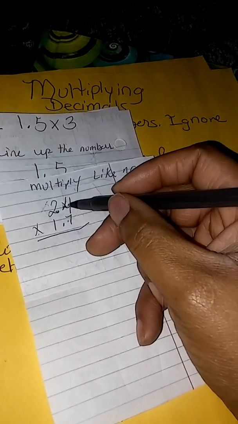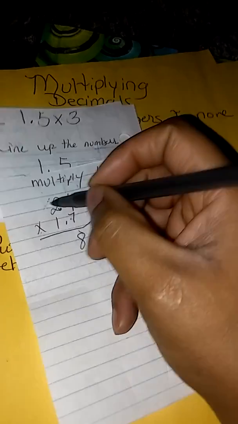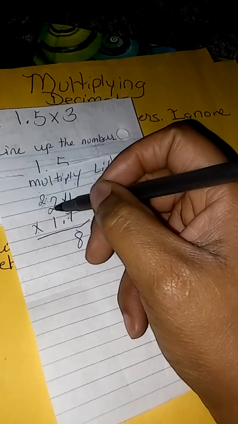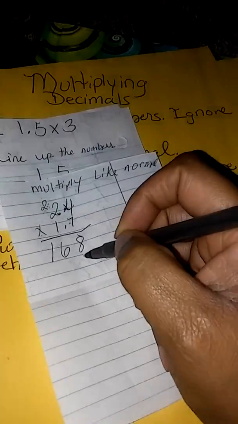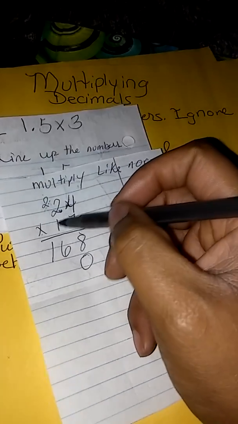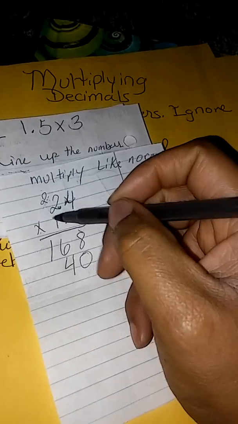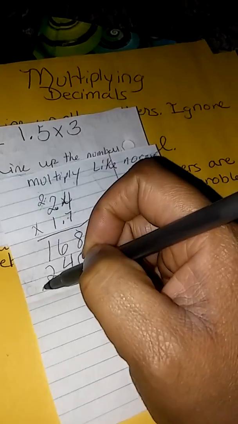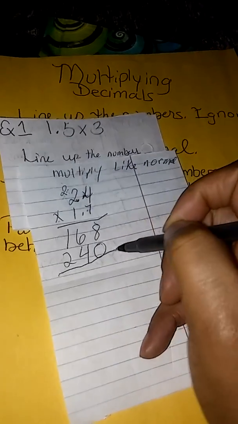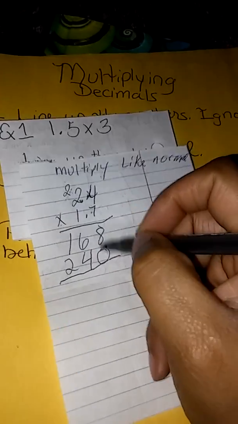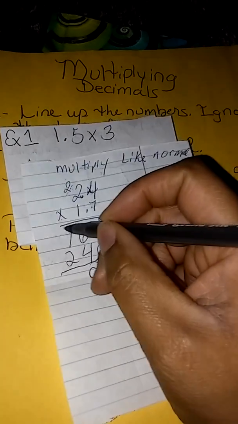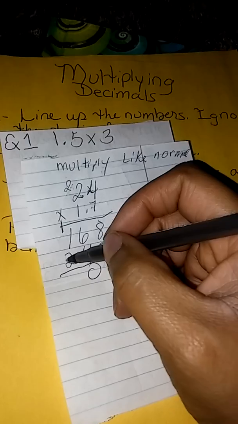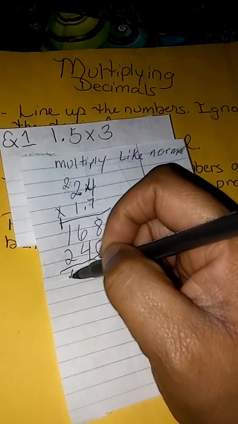together. 7 times 4 is 28. Put down the 8, regroup to 2. 7 times 2 is 14, plus 2 is 16. Put that 0 there. 1 times 4 is 4, and 1 times 2 is 2. Last step, add the two products together. 8 plus 0 is 8. 6 plus 4 is 10. Put down the 0, regroup to 1. 1 plus 2 is 3, plus 1 is 4.